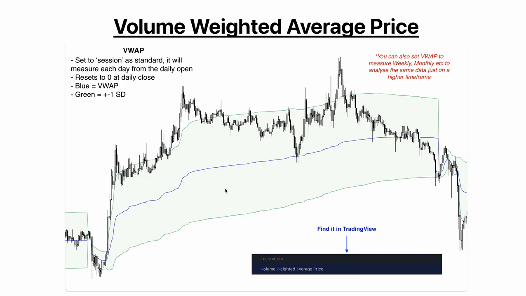On the screen, you see a session volume profile. So this is 1 day worth of price action. It is set there as standard when you use TradingView. You can find it on TradingView here in the Technicals tab. Type in volume weighted average price, and it will come up. It resets to 0 at the daily close. The blue line is the VWAP, and the green lines are plus and minus 1 standard deviation. We'll talk about standard deviation in a second.